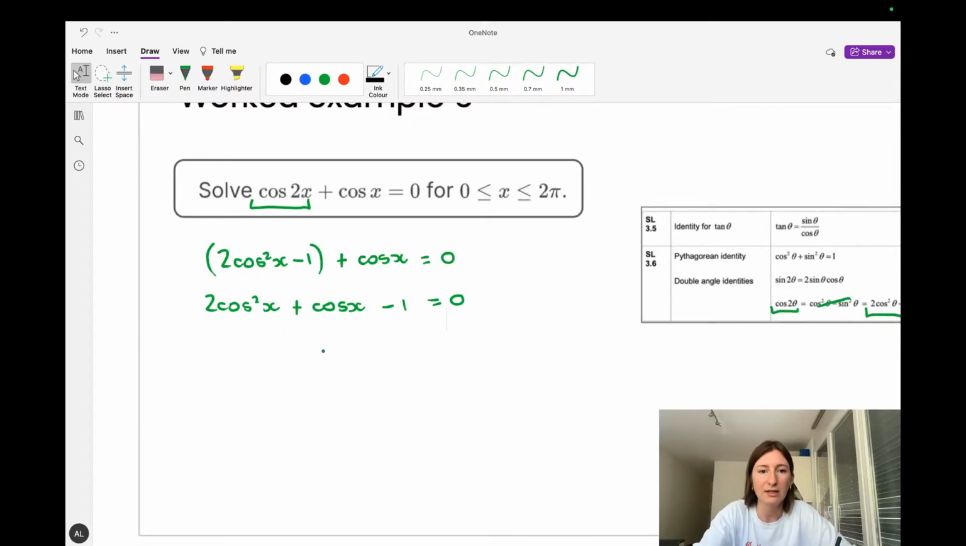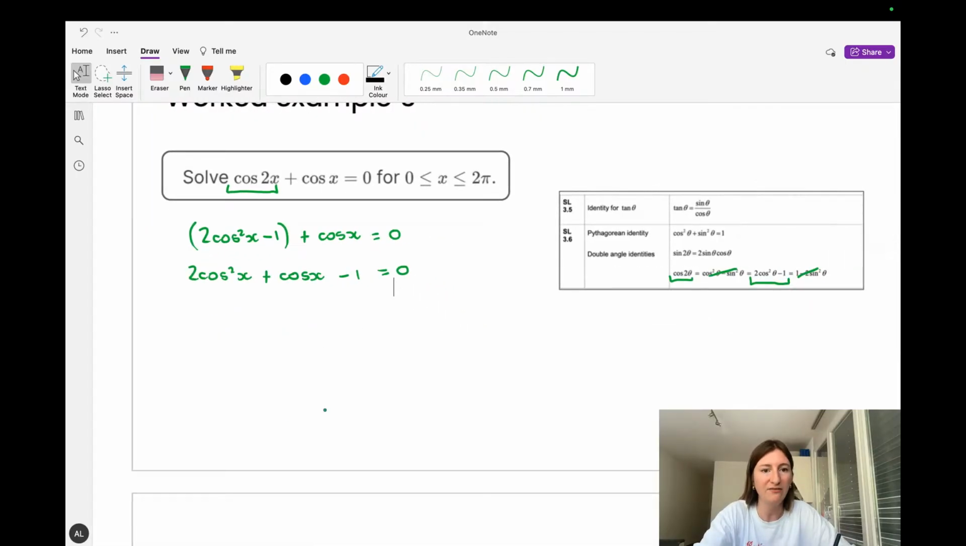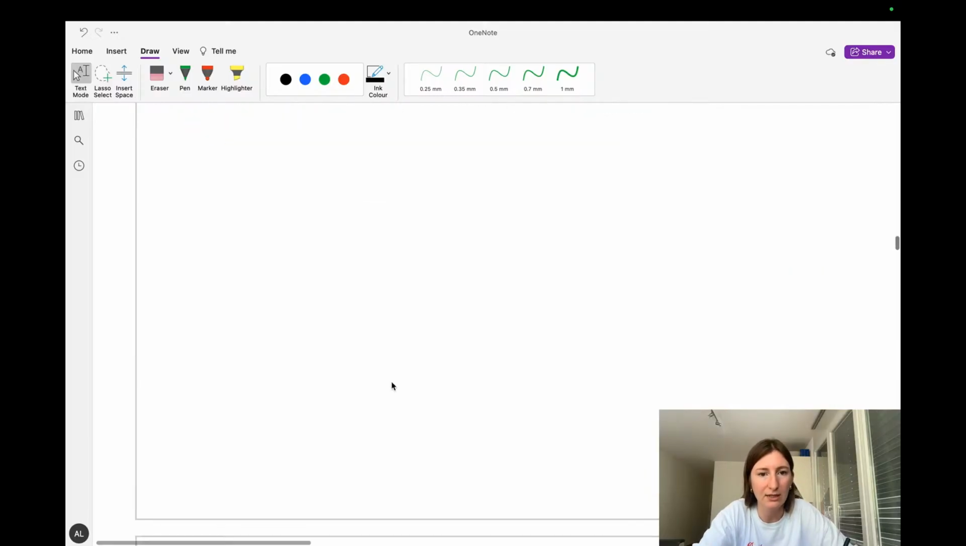All right, and then you would solve it in the same way. Again, I'll finish out the solution in the notes if anyone wants that.